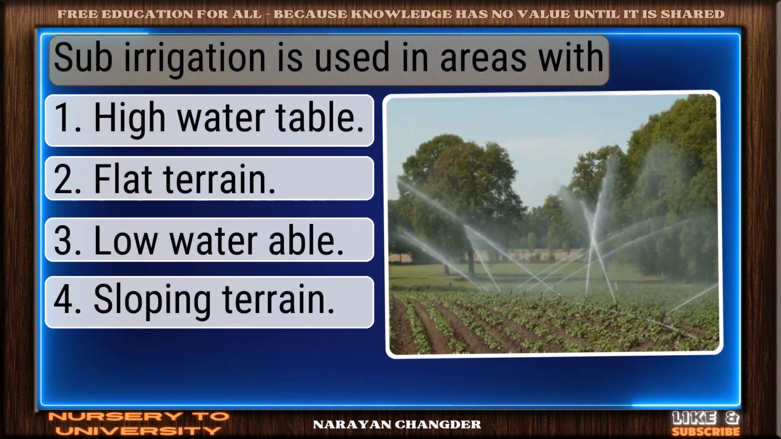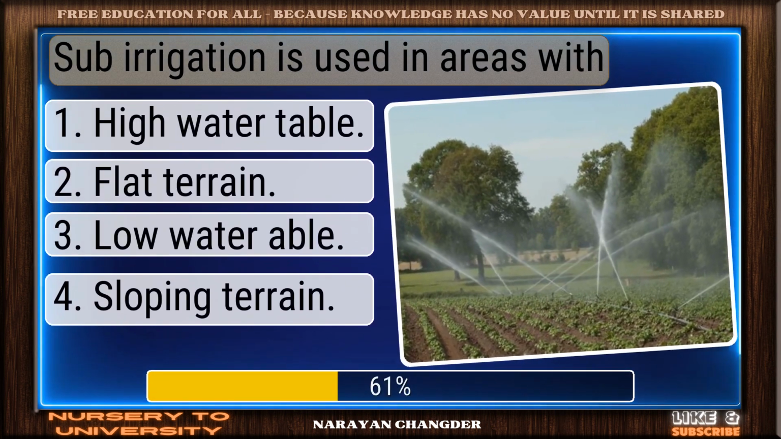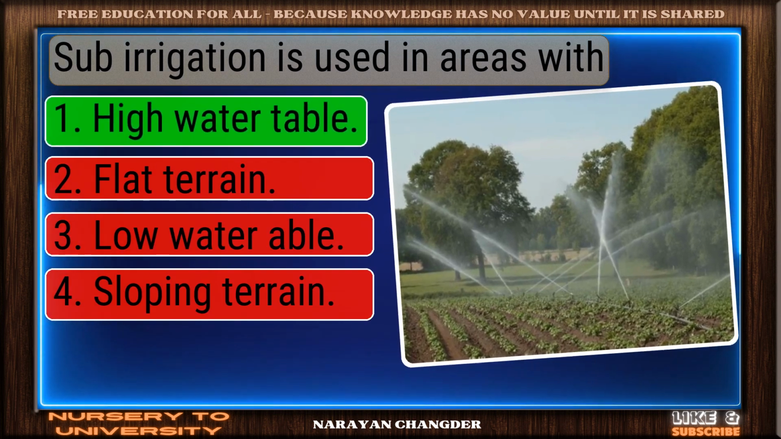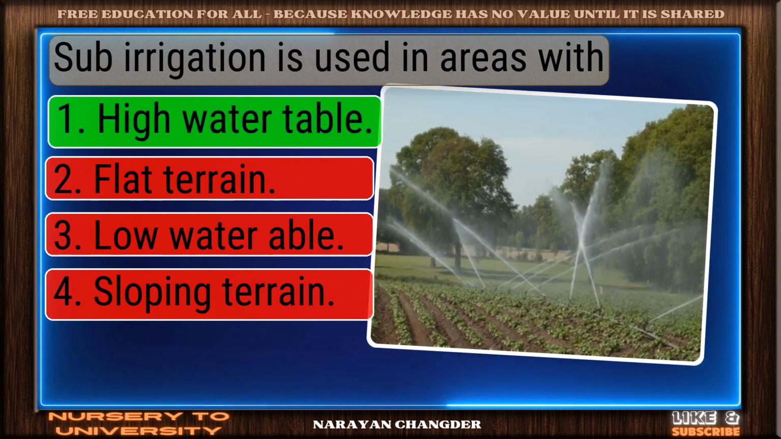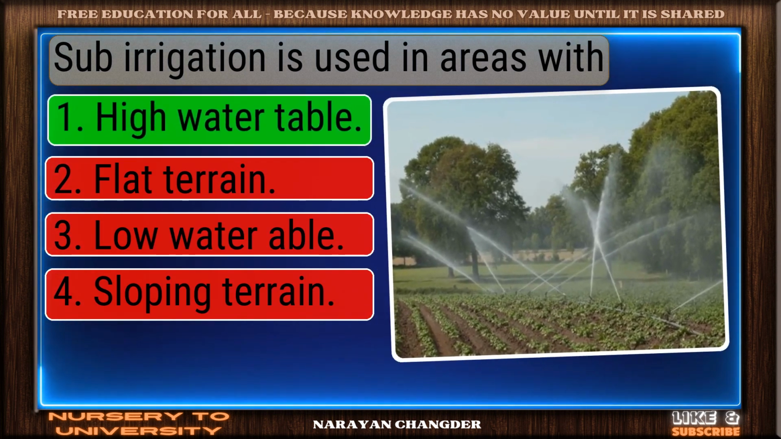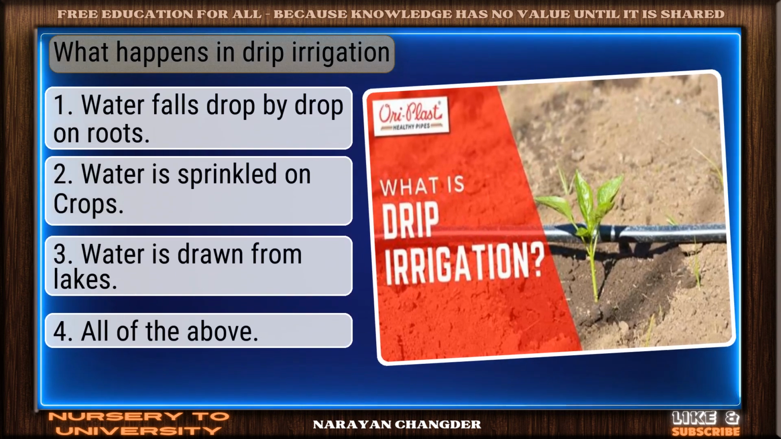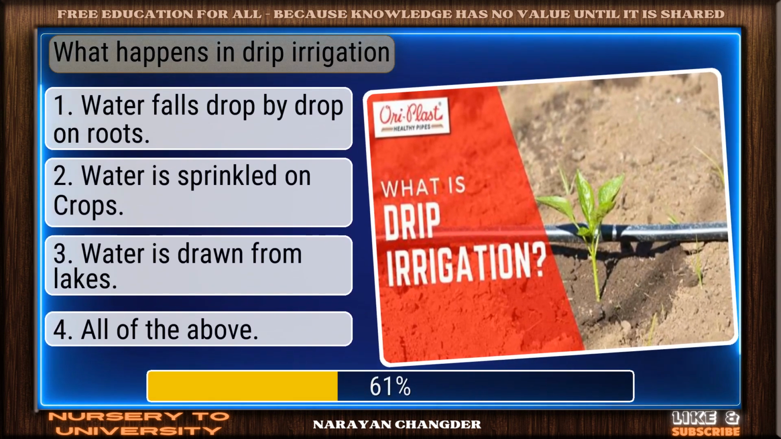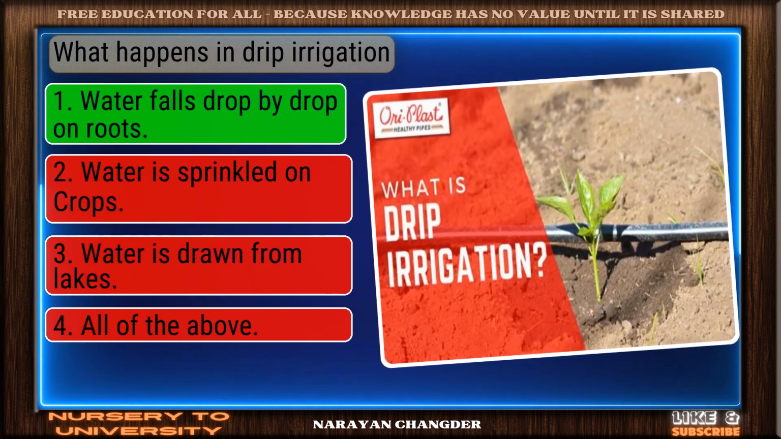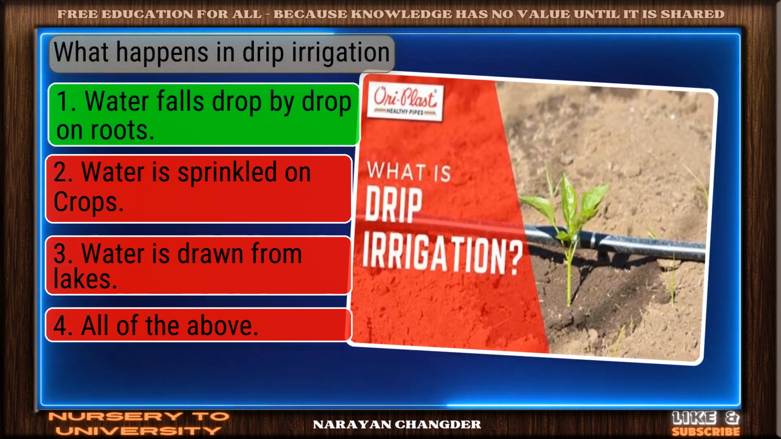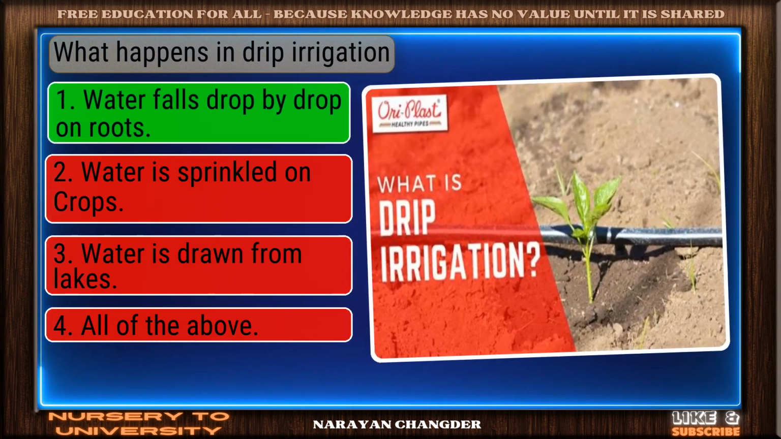Sub-irrigation is used in areas with? Great job. High water table is the accurate answer. What happens in drip irrigation? Nicely done. Water falls drop by drop on roots is a solid answer.